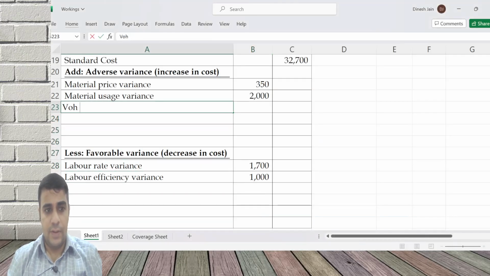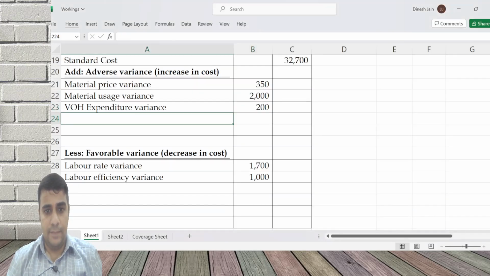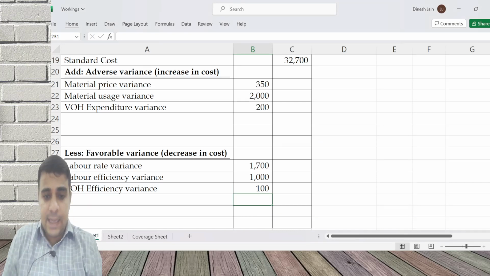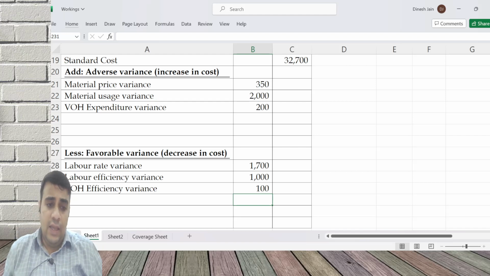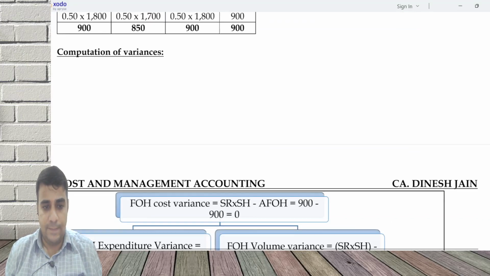VOH expenditure variance 200. VOH efficiency variance 100. Main variance will not come. Sub variances will come in the reconciliation. If you have further breakup, then write the broken down variance. Usage will not come, mix and yield will come. This is to make it finer and granular. Once this is done, I'll explain what is a utility.